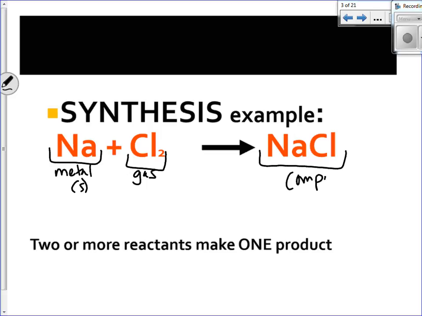Doesn't always have to be a metal and a gas. It could be two solids, could be a solid and a liquid, could be two gases, okay? So it could be any of those things coming together. In this particular case, sodium would be a solid metal. Chlorine is a gas in its elemental phase. Don't forget that chlorine is one of those diatomics.